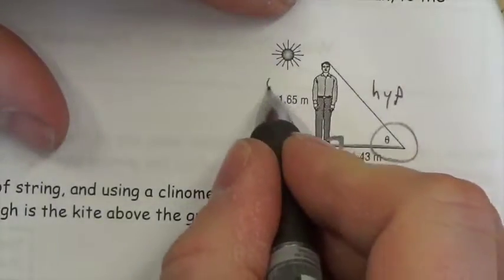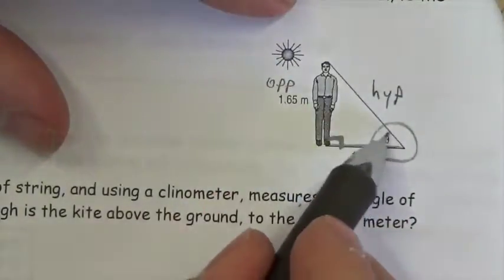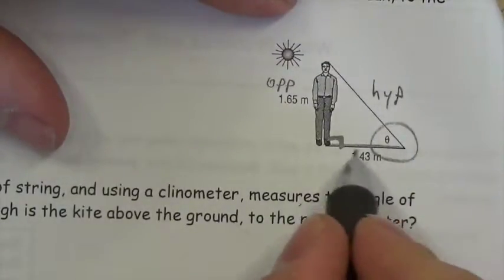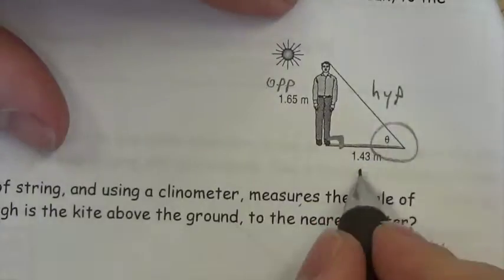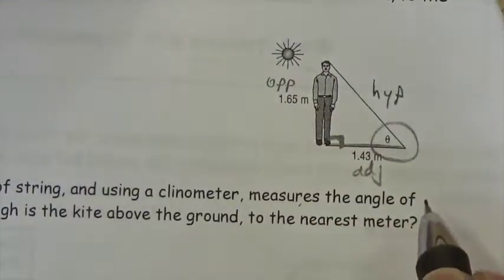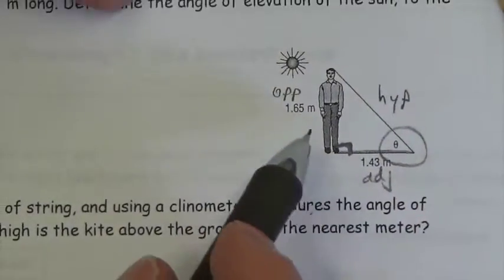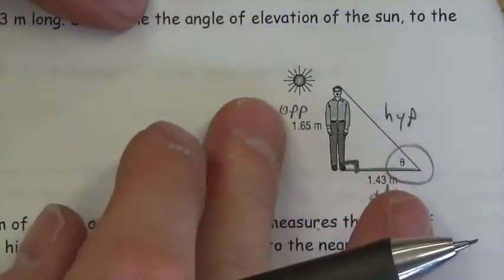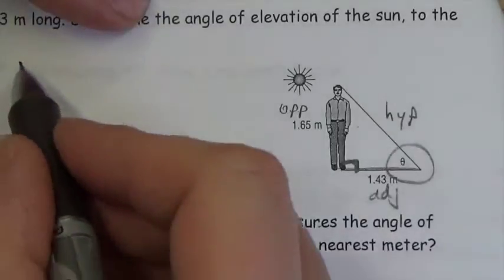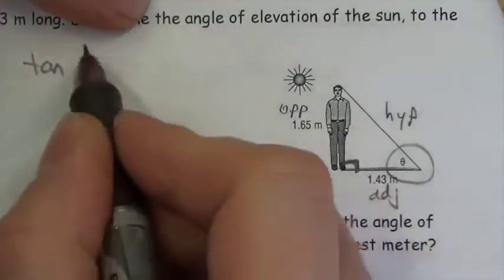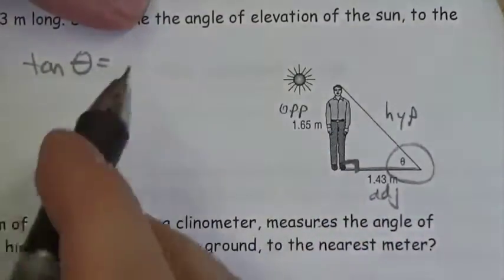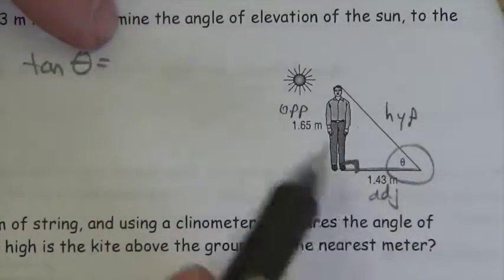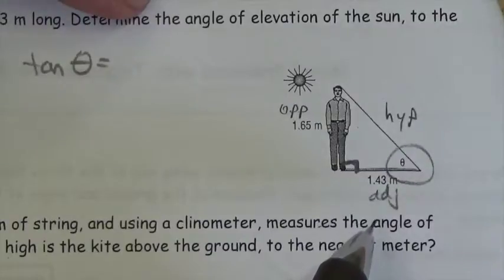His height is opposite that angle. And that 1.43, that side right there, is being used to help build that angle, so it's adjacent to it. Now, which of my trig functions involves opposite and adjacent? The answer is tangent. So the tangent of theta, if I knew what theta was, when I entered tangent of that angle, it would give me the ratio of those two sides.